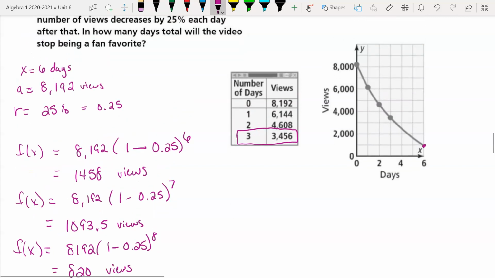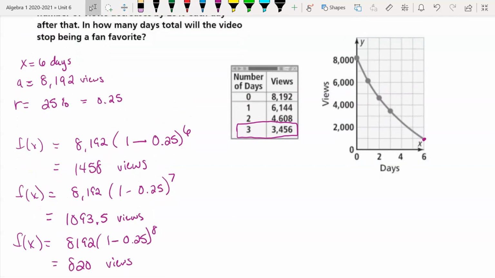So how many days will the video stop? How many days total will the video stop being a fan favorite? Well, in 8 days, it will stop being a fan favorite because it was decreasing by 25% each day. Okay?